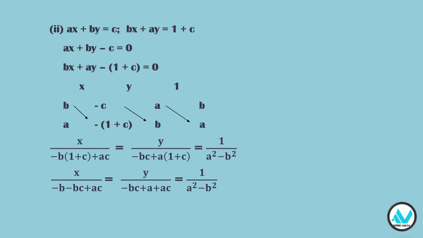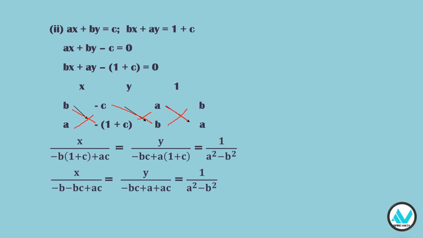Now for that, let me write the y coefficients first, then the constant, then the x coefficients, and finally the y coefficients. As previously, we are going to write x by, and we are going to multiply these two. I'm going to write here minus of a into c gives me plus ac, equal to y by minus c into b gives me minus bc, minus of minus gives me plus, so a into 1 plus c. Again equal to 1 by a into a gives me a square, and b into b gives me b square, so a square minus b square.